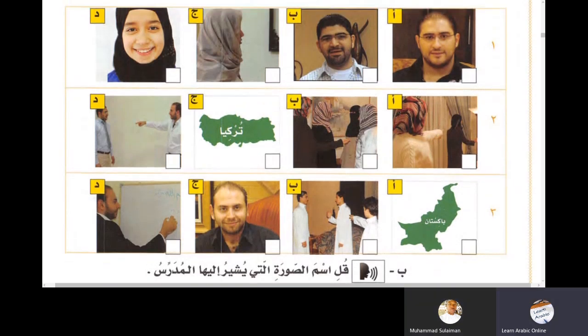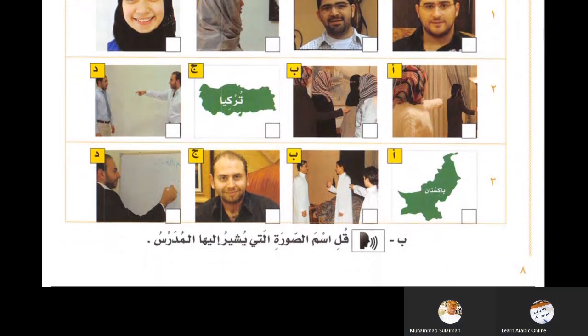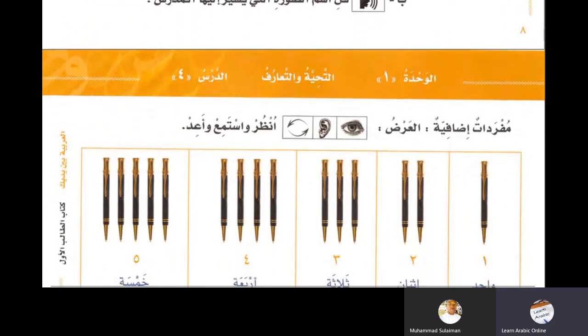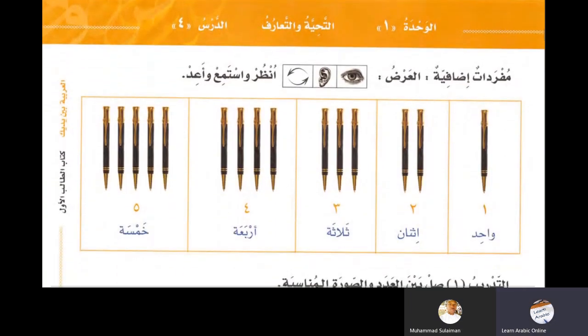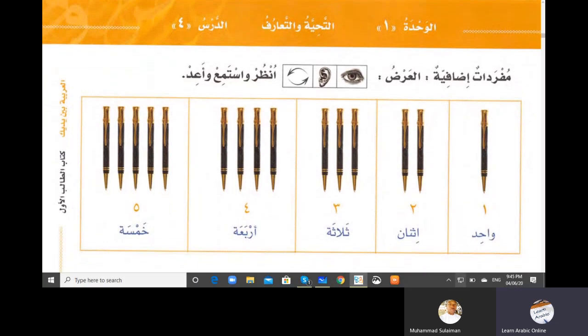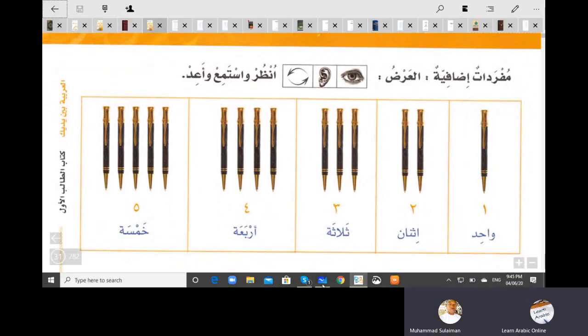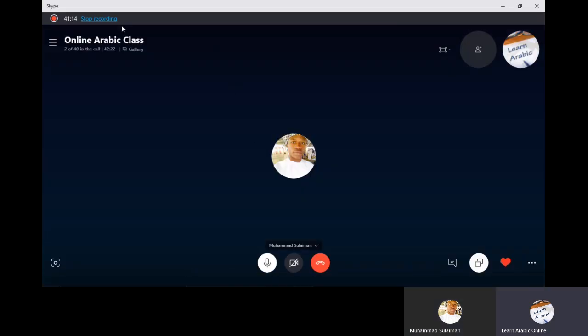Mudarris. Dal. Okay. We'll stop here and next time, inshallah, we'll continue from this page. This is your first class, so we'll stop here. Now you need to complete your homework and send it to me so that I can check it.